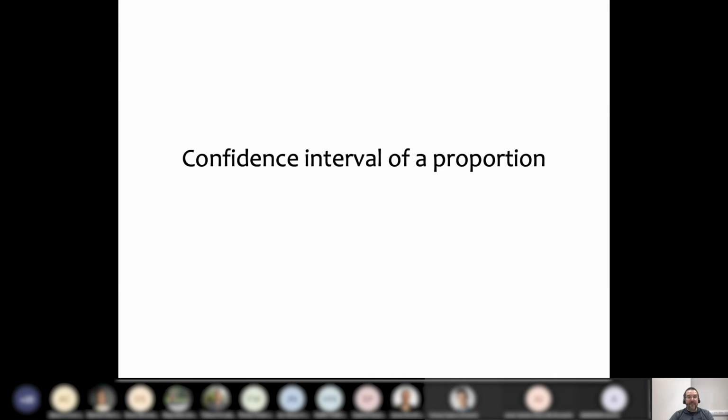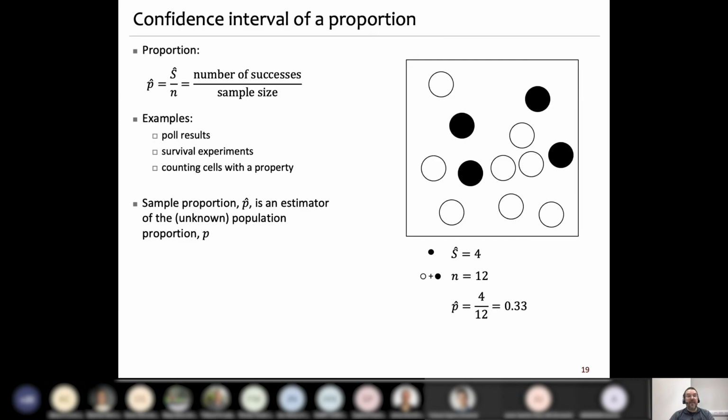Next one is the confidence interval of a proportion. Proportion comes up in biological experiments quite often. If you have your mice and treat them with something and then see the effect of treatment, some of them might respond, some of them might not respond to the treatment, and you have a proportion, let's say 30% of mice respond to a treatment. So this is a proportion, the number of successes divided by the sample size. And success in this case is any result that you consider important.